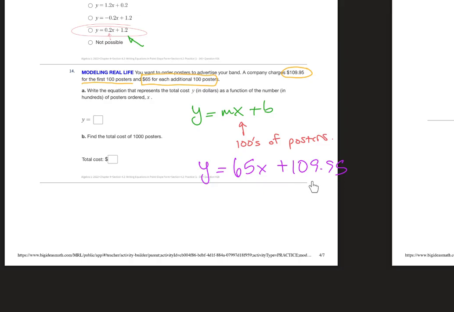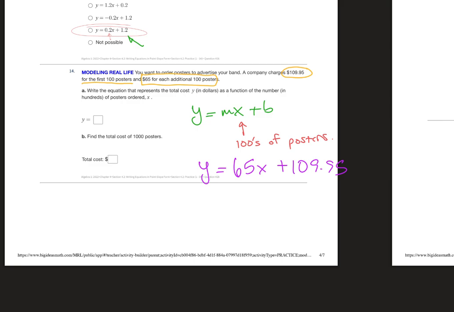I mean, because I guess we're assuming that the band is going to be ordering a bunch of posters, right? If you're going to advertise, why not? Why stop at 100, right? There's 100, and then this is what it costs for each additional 100. So boom, this is your answer right here.